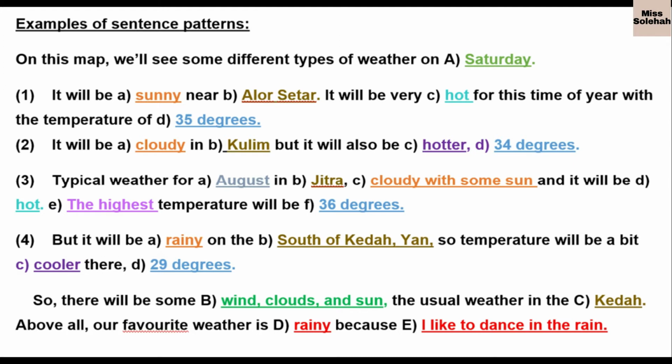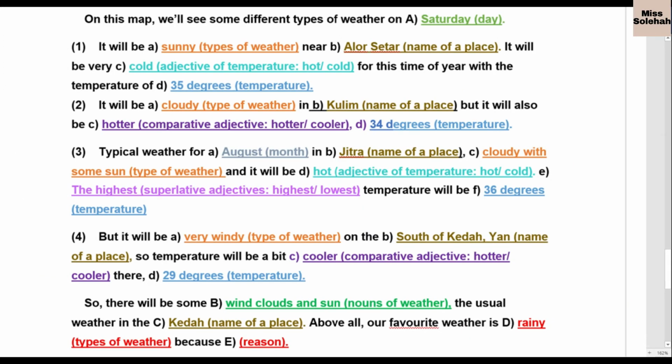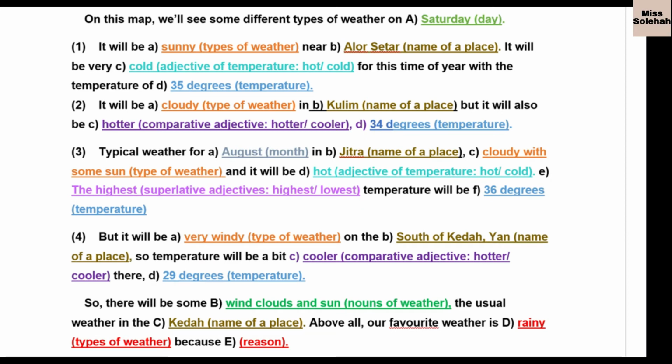Okay? So we are going to look at the description for each of the colored words. Alright? So I've highlighted similar with the above sentence pattern. This one, Saturday. Can you read this? Saturday is a day. So it is considered a noun. So when you are going to do your writing, you can replace this day with another day as well. You can write Sunday, Monday, Tuesday, Wednesday, Thursday, or any days that you would like to write.